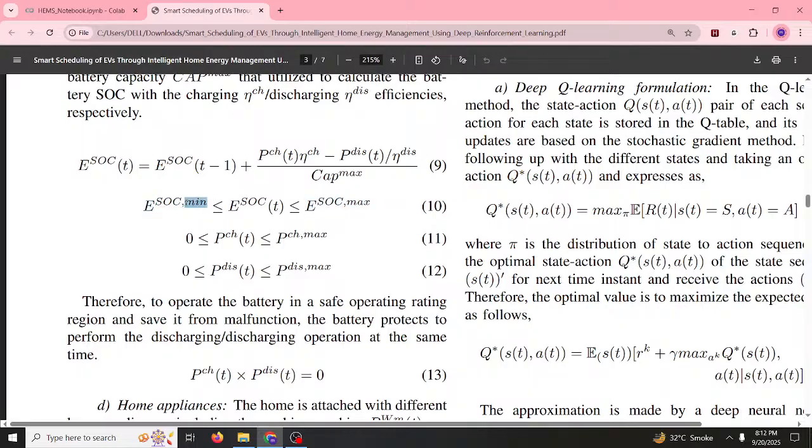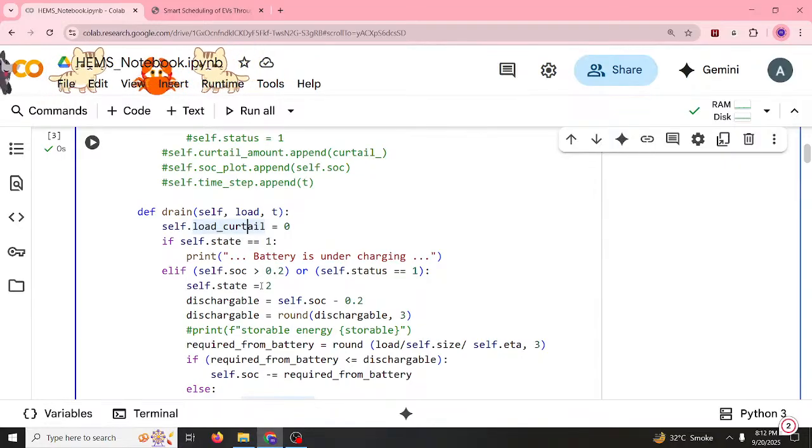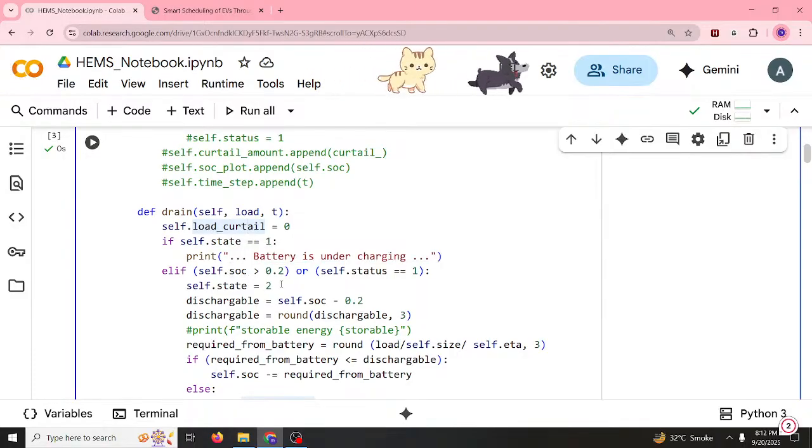So we set some minimum limit so that we can avoid the dead state of the battery, because practically we do not discharge the battery to the last point of energy it has. For that purpose we just keep some SOC saved, that is 20% of the SOC will be kept to avoid a dead cycle. This will enhance the battery life.